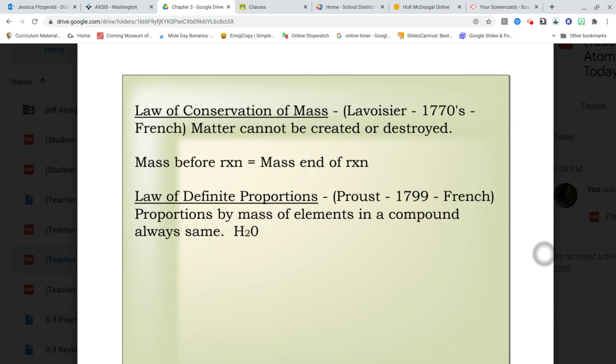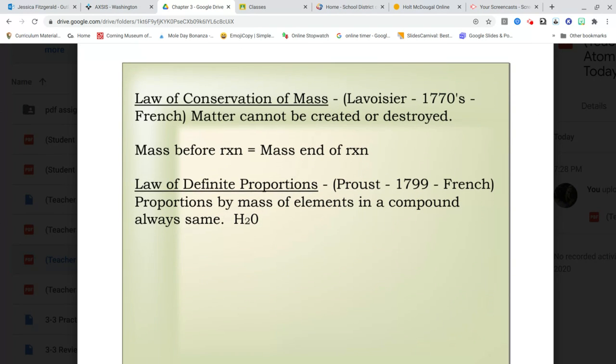The law of conservation of mass, we're also going to be working more with in this unit. The law of conservation of mass was discovered by a French philosopher, Lavoisier, in the 1770s. And he said that matter cannot be created or destroyed. It's basically going to change into a different form or phase of matter. So basically, your mass before a reaction must equal the mass at the end of your reaction.